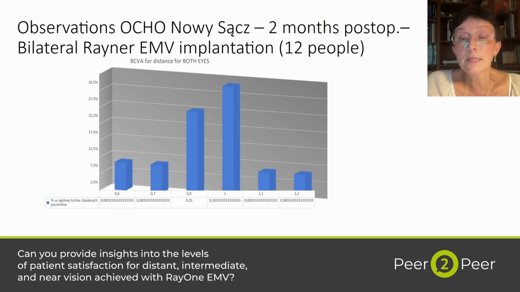And in my center in Nowy Sącz, we also did a little study for binocular implantation 2 months post-operatively. Most of our patients had 0.8 to 1.0 and even more. And when you see these graphs, of course, these patients had no retinal or other pathology.